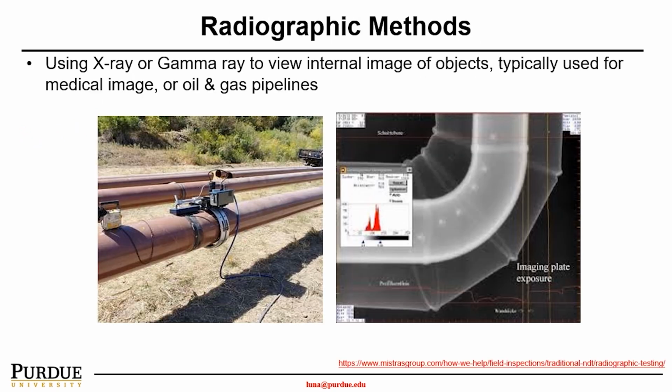So in this slide, I would like to change gears a little bit to show you electric-based methods or electromagnetic-based methods. More specifically, in this particular case, we use X-ray or gamma ray to look at the internal defects of objects. This is very commonly used in medical imaging, or in oil and gas pipeline imaging, as shown here, and people can look at all the defects and the welding parts of the pipeline.